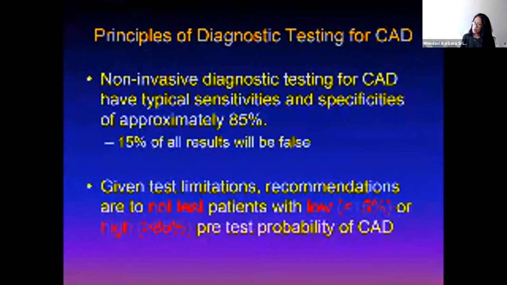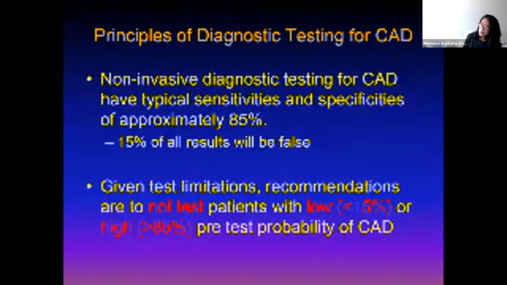Coronary artery disease probably represents the most common type of heart disease we see in developed countries, second to hypertension, if you consider hypertension to be a heart disease. For our testing evaluation of patients to assess for coronary artery disease, it's important to know that usually we do non-invasive testing. Amongst all the different types of tests that are available, the sensitivity and specificity usually falls around 85%. What that means is that for any of the results you get, whether positive or negative, 15% of these results are going to be false. They're not going to be true.